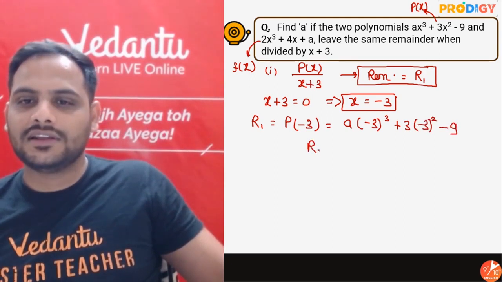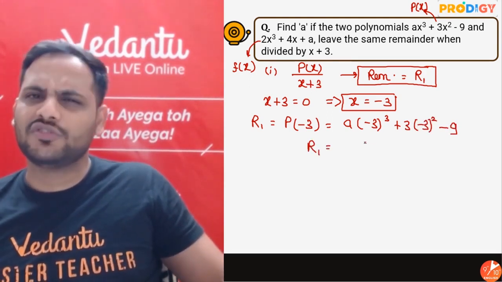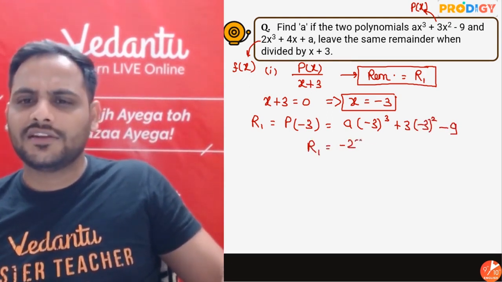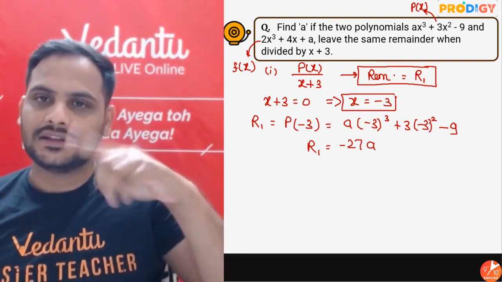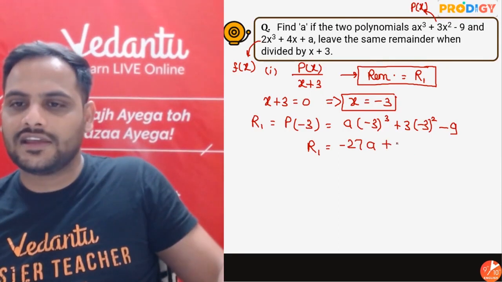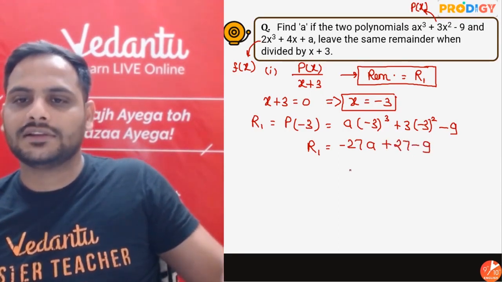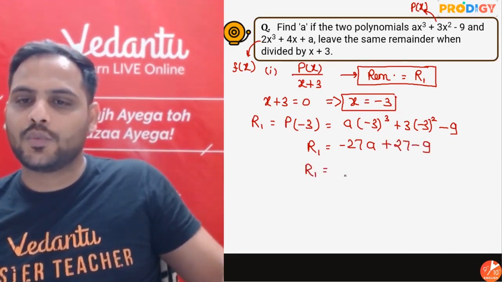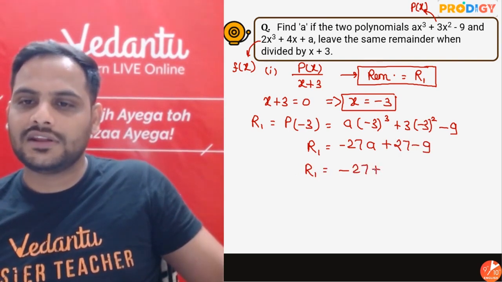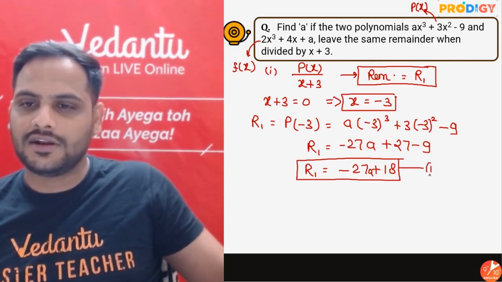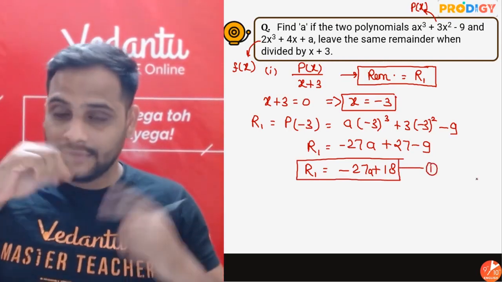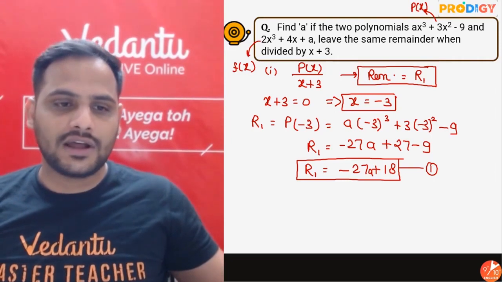So r1 is equal to, minus 3 cube is minus 27, so minus 27a, plus 3 into minus 3 square, which is 9, 9 3s is 27, minus 9. So r1 is equal to minus 27a plus 18. This is my first remainder r1. Alright. Similarly, beta, I can get the remainder r2 as well.